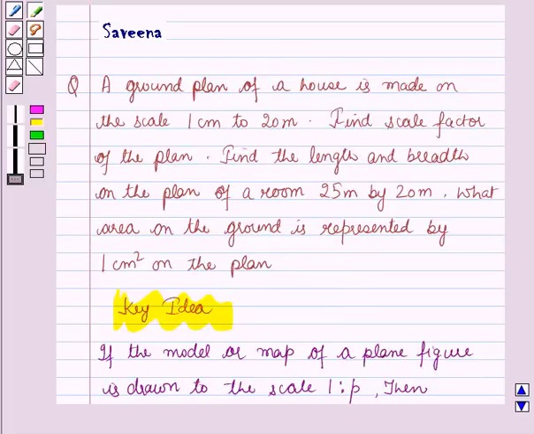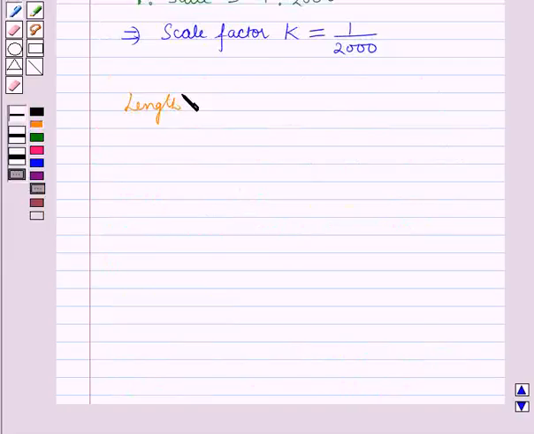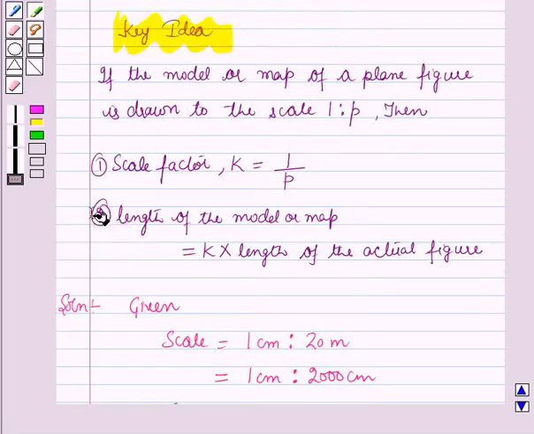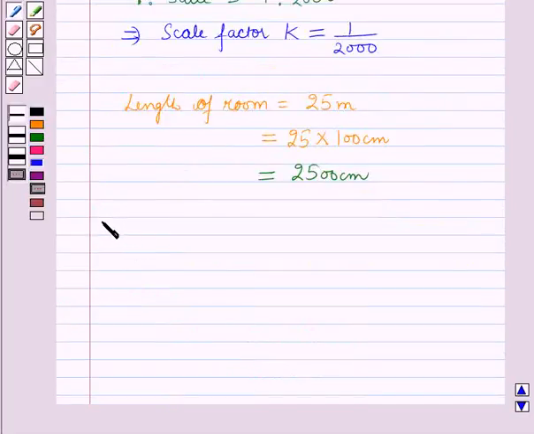Now, we have to find out length of the room on the plan. And in the question, length of the room is given as 25 meters. Length of the room is equal to 25 meters. Converting into centimeters, it will be 25 into 100 centimeters, which will be equal to 2500 centimeters. Now, in the key idea, a formula is given, which is length of the model or map is equal to K times length of the actual figure.